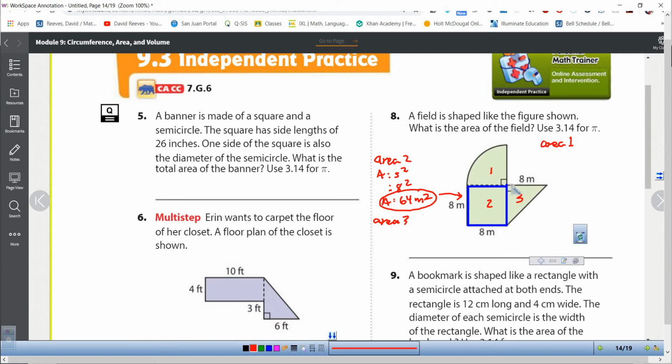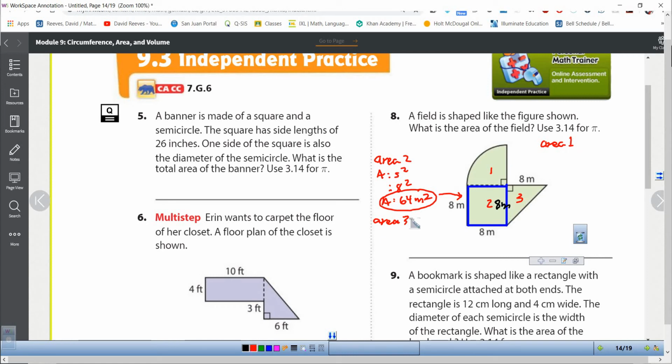Area 3 is a triangle, and not just any triangle, it's a right triangle, right? And this distance here is 8. That's going to be our base. What's this distance right here? Well, it's going to be the same as that one. That is also 8, right?